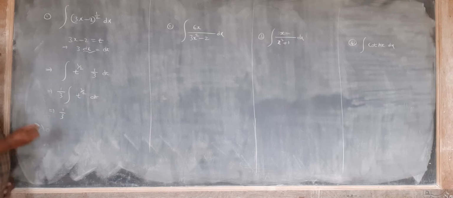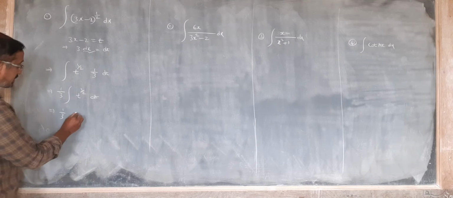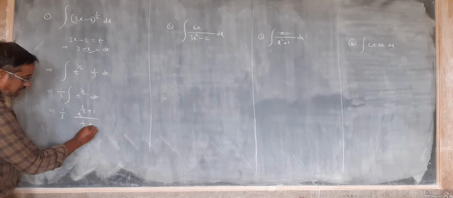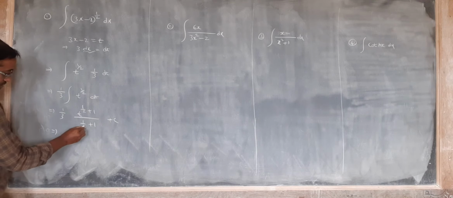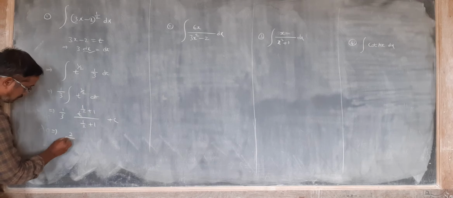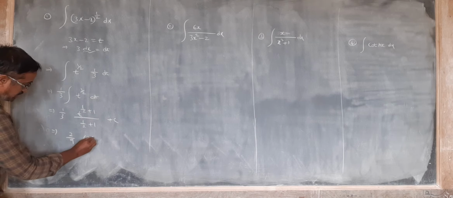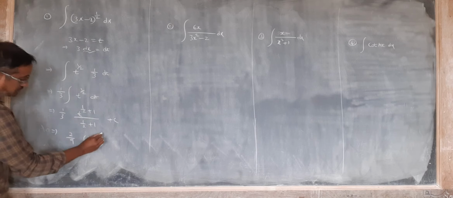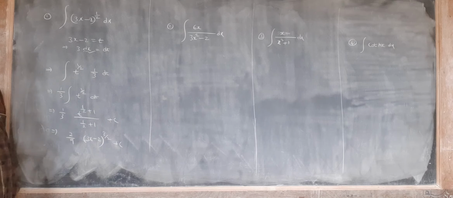Integral x power n dx is x power n plus 1 by n plus 1. So you get t power 1 by 2 plus 1 by 1 by 2 plus 1, plus c. Here you will get 3 by 2. So 2 by 9 into, what is t here? 3x minus 2. T is 3x minus 2 whole power 3 by 2 plus c. That is the result.